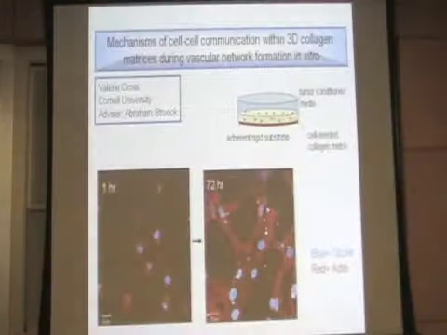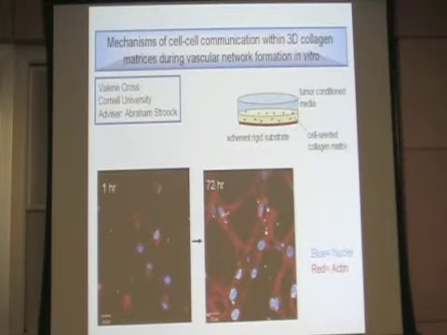Thanks. So I am working at Cornell University under Abe Stroock, and we are working to understand the basic mechanisms that cells, and specifically endothelial cells, use to self-organize from isolated cells, after a period of time, into a global connected vascular network. This all takes place in a soft, three-dimensional collagen matrix.